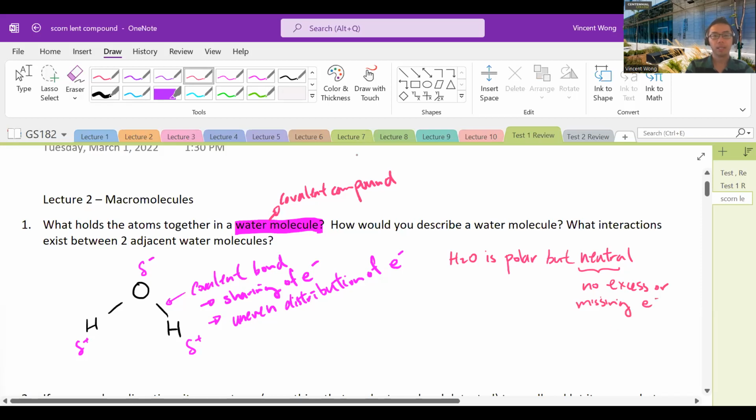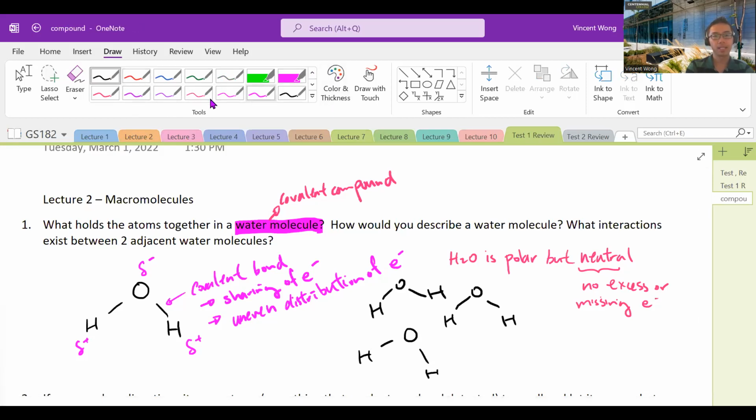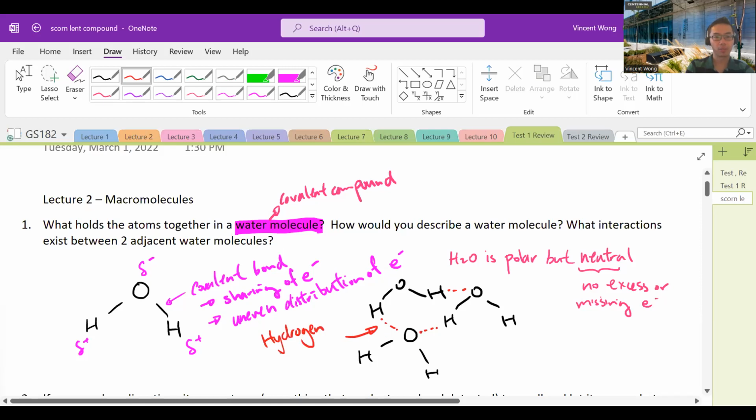So of course, what happens is if you put two water molecules next to each other, one water molecule here, and then we put another one right next to it, they will be attracted to each other. The slightly positive portion of hydrogen will be attracted to the oxygen, right? And these interactions are what we call hydrogen bonds. Okay, hydrogen bond. That's it.